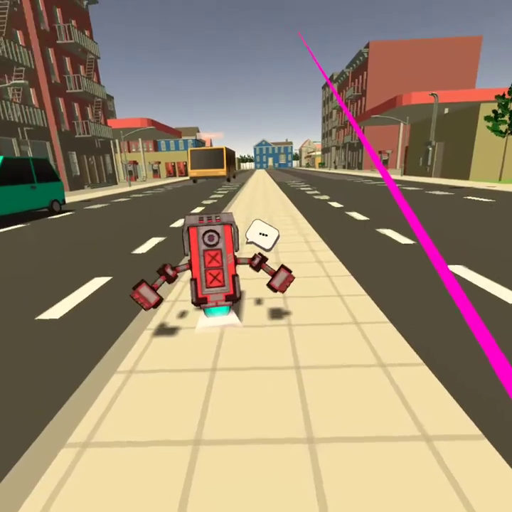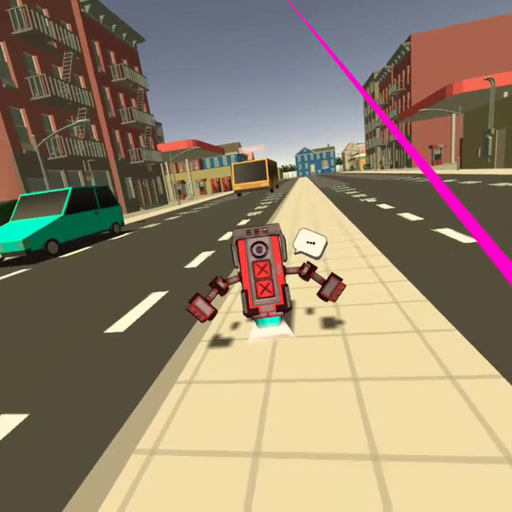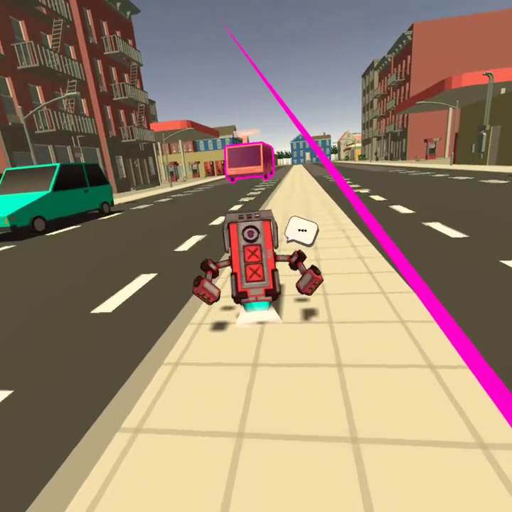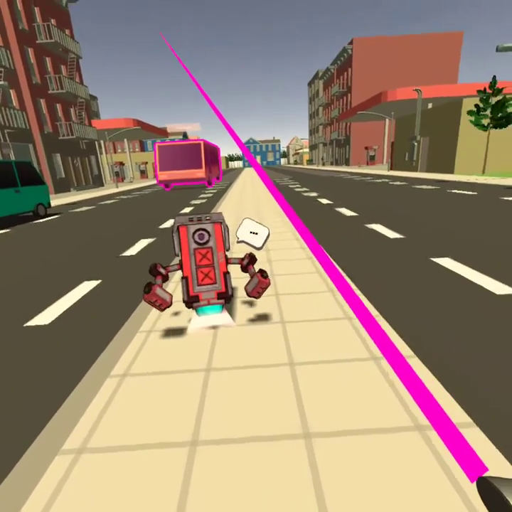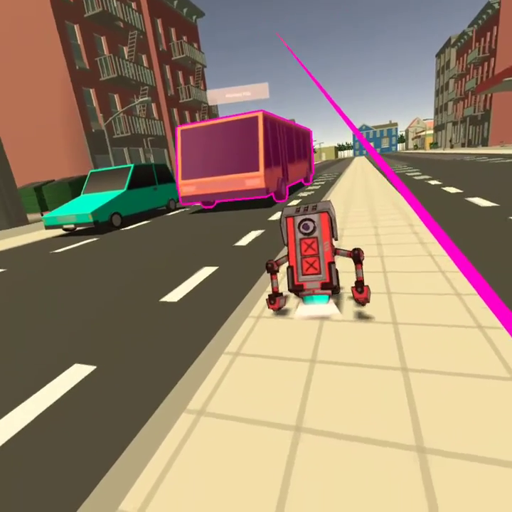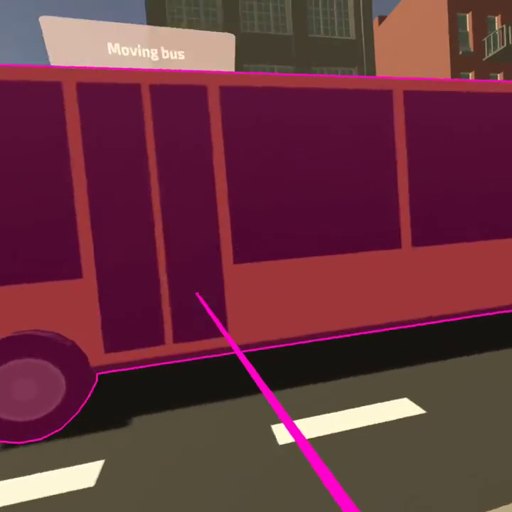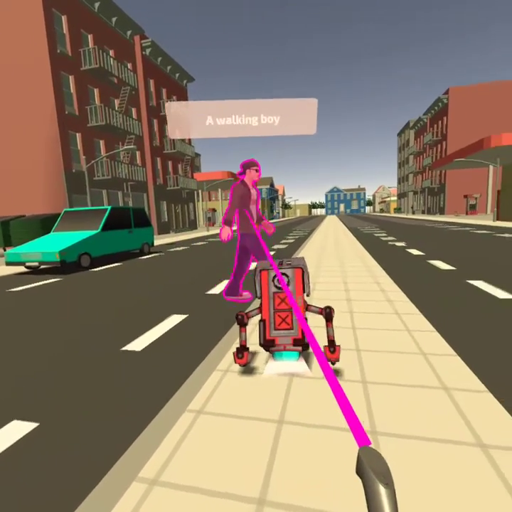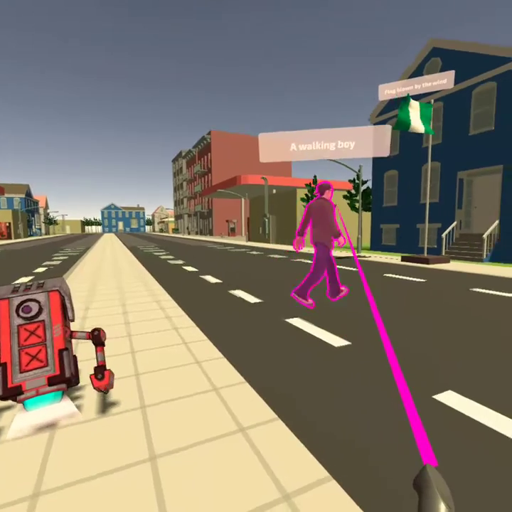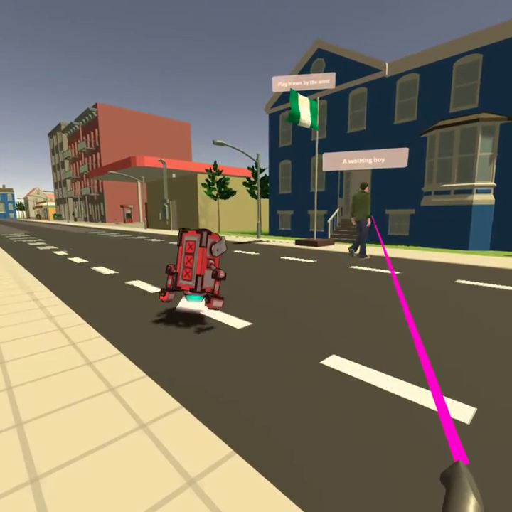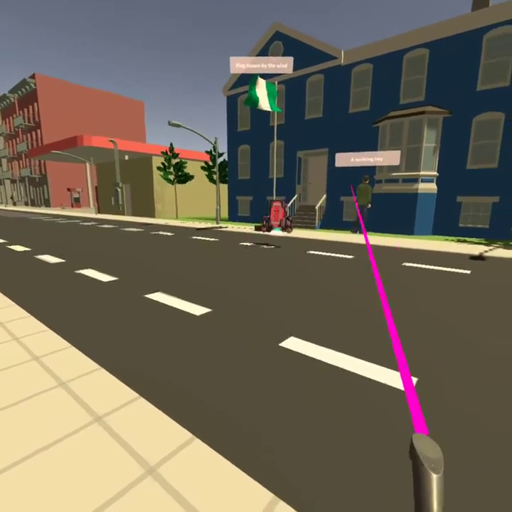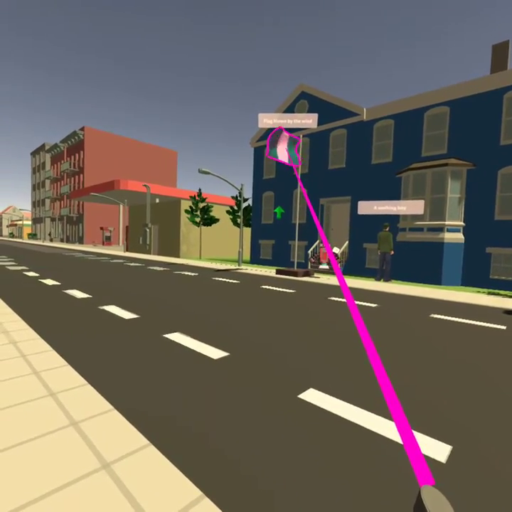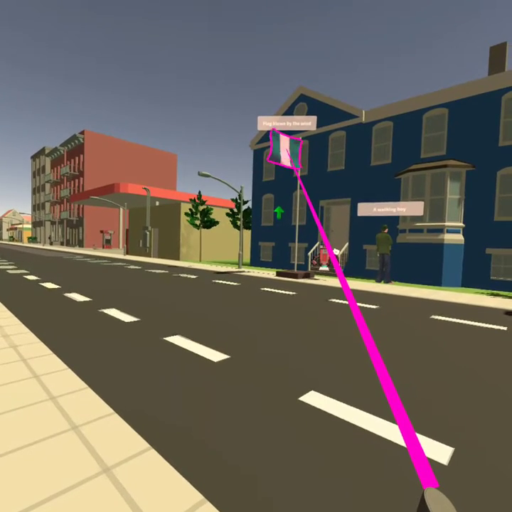Previously, I showed you examples of potential energy on this street. Now let's look at examples of kinetic energy. This bus moving along the road is an example of kinetic energy. That boy crossing the road has kinetic energy. Look at this flag being blown left and right by the wind. It is an example of kinetic energy.